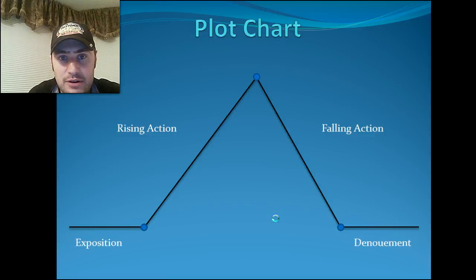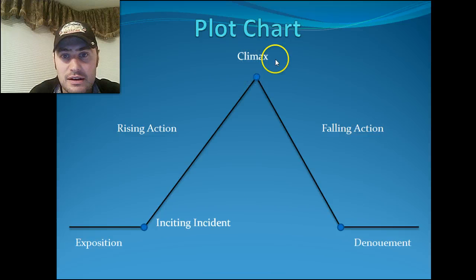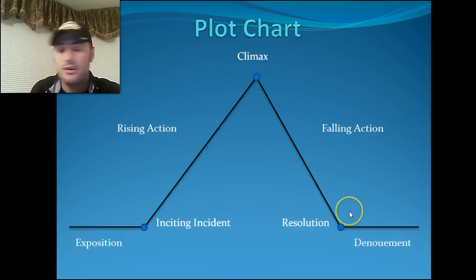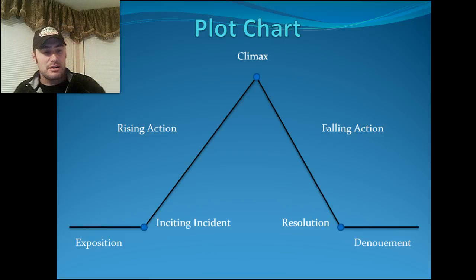And don't forget our other elements in the plot chart here. These seven are inciting incident, climax, and resolution, along with the others. So these are the seven elements of the plot chart you'll need to know for all of our short stories, and we'll actually talk about the stories that we've done so far, like the Odyssey. But even better is the rest of the short stories coming up.